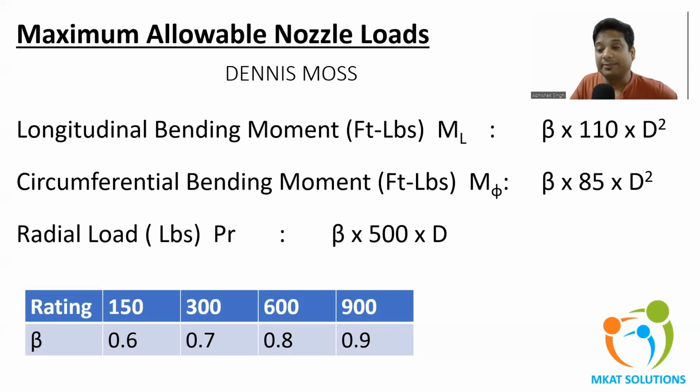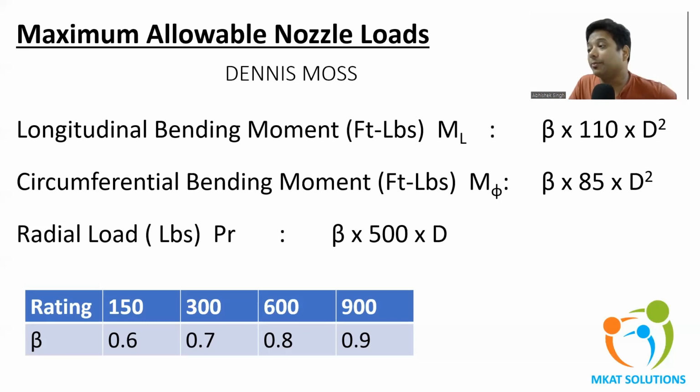Now please remember one more point. These loads are for process nozzles which are connected to piping. So typically the manways and the inspection nozzles are eliminated. Those are not considered for maximum allowable nozzle load. We don't consider any load coming on the manways or the inspection nozzles, only the process nozzles. That is the second point to remember.